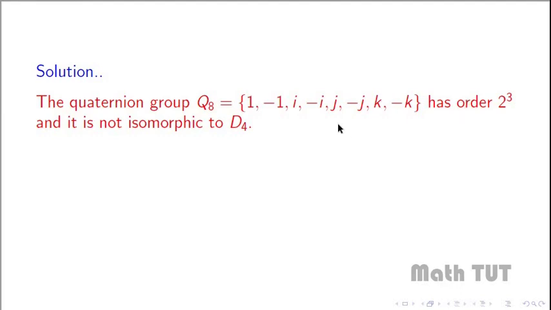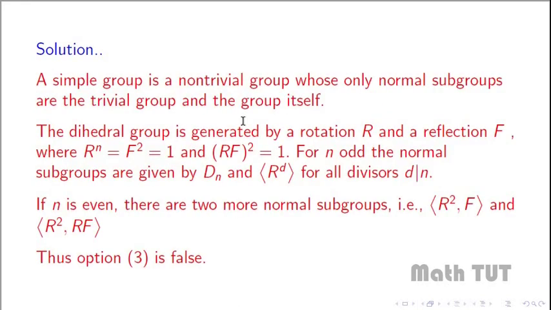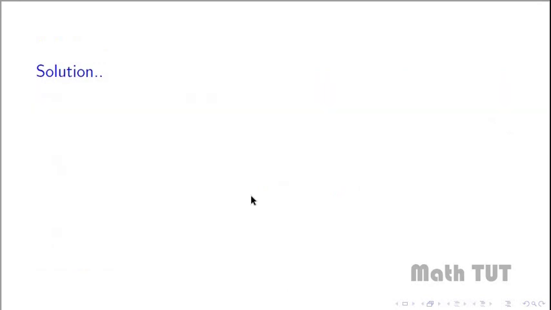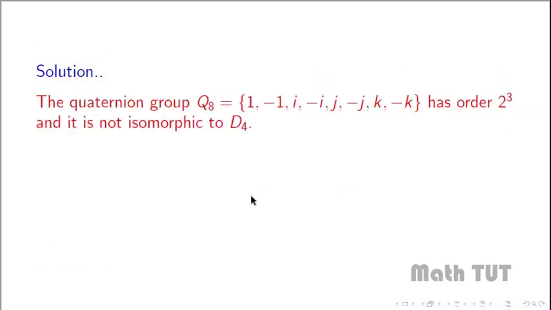Now if you look at D4, you just see the representation here. It will be the group generated by the elements R and F, where R power 4 will be equal to F square will be equal to 1, and (RF) whole square will be equal to 1. So the elements will be of order 4 and 2. The rotations will be of order 4, and reflections will be of order 2.